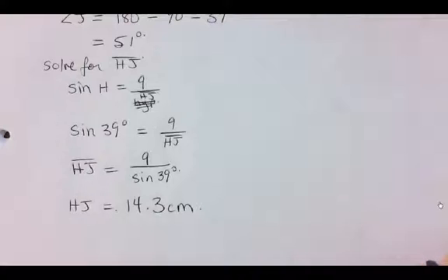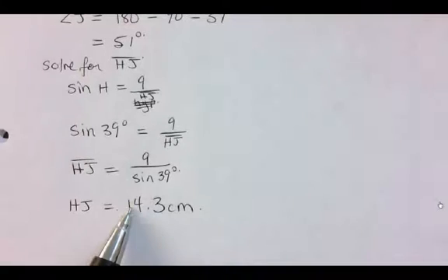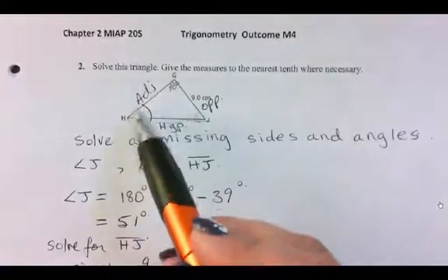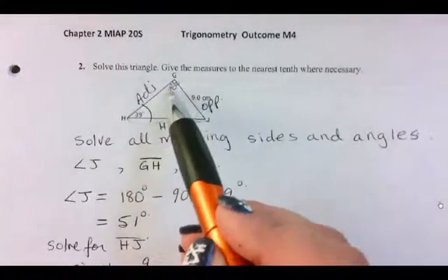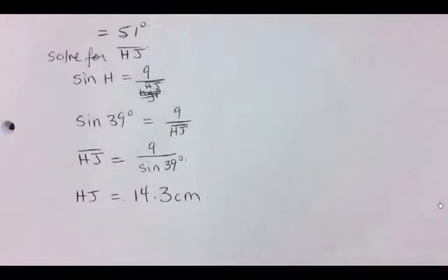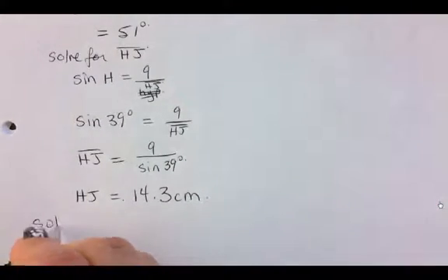Alright, now next let's solve for the other side. So I've got two options. I could either use Pythagoras, which is going to be a little messier because I'm going to have to use this number that I found, or I could use another trig ratio that involves opposite and adjacent. So why don't we use the other trig ratio? So let's figure out this side. I can use this side, and I'm going to have to use tangent.